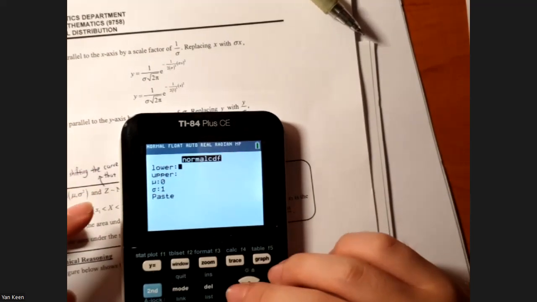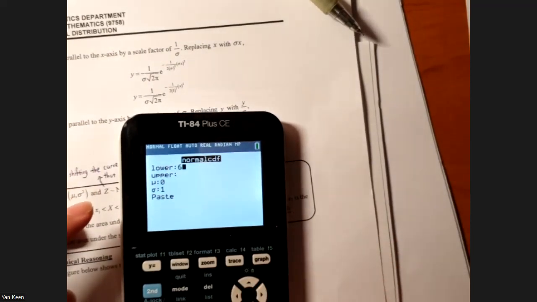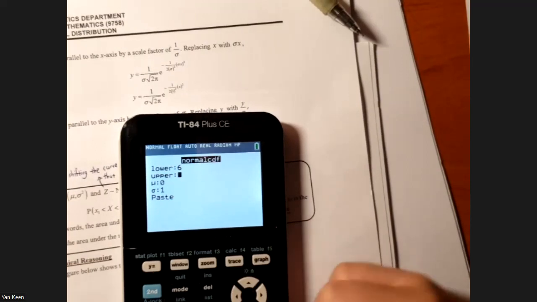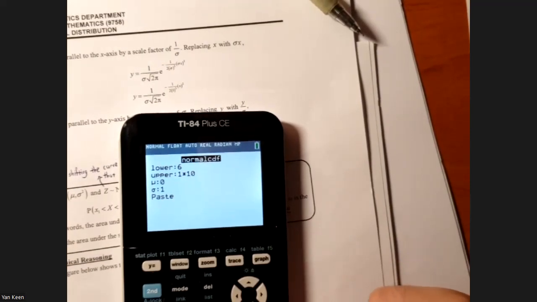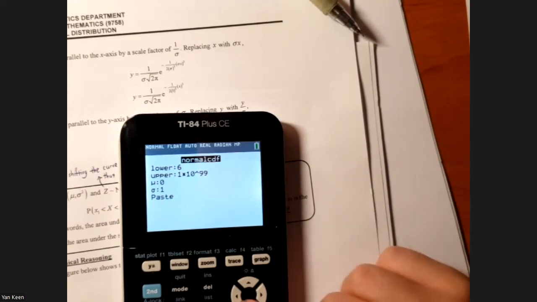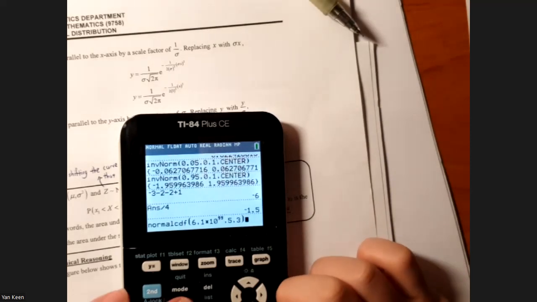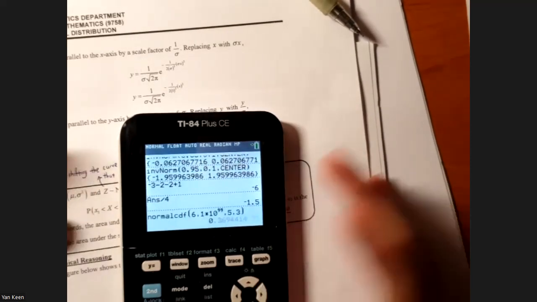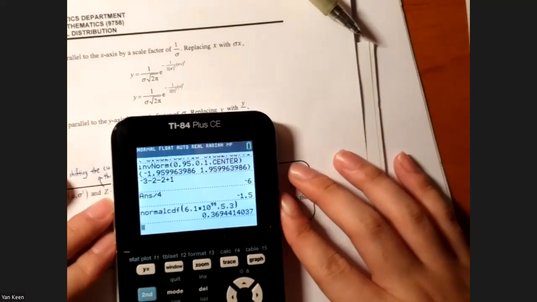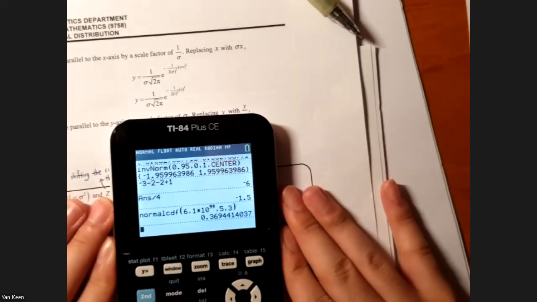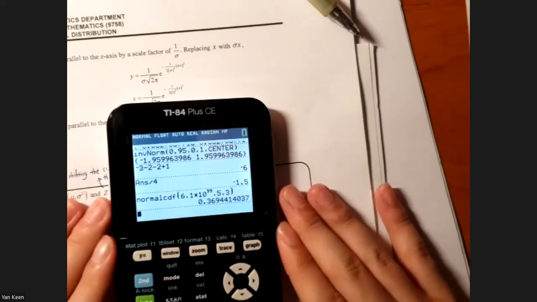So the lower limit is 6. Upper limit is 1 times 10 to the power of 99. Not very nice to write, but that works. The mu is 5 and the sigma is 3. Okay. Right. And the answer will be almost, let's call that 37%. So this is 37%. Think about this for a while.